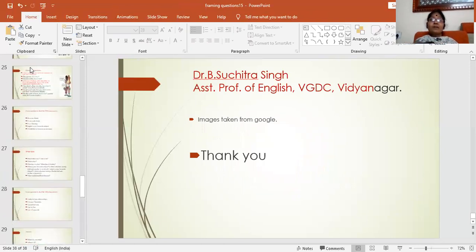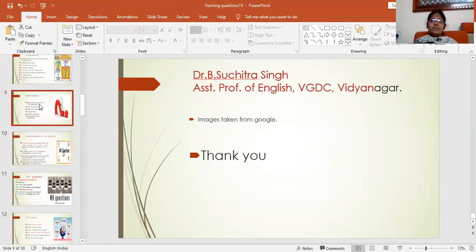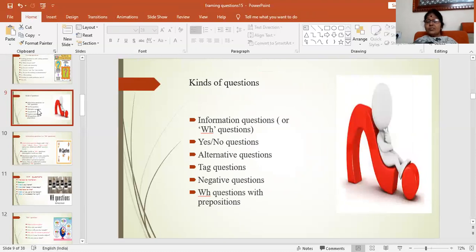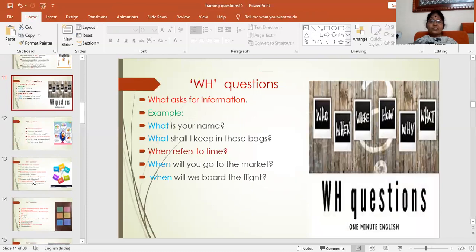So what we have learned is that there are different types of questions, that is WH questions or information questions, where you use what, where, when, how. Then you have yes/no questions. You have alternative questions. You have tag questions. You have negative questions, and you have questions with prepositions.